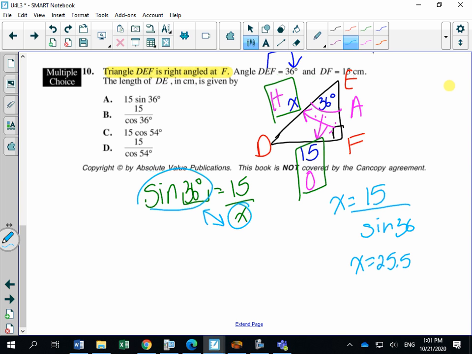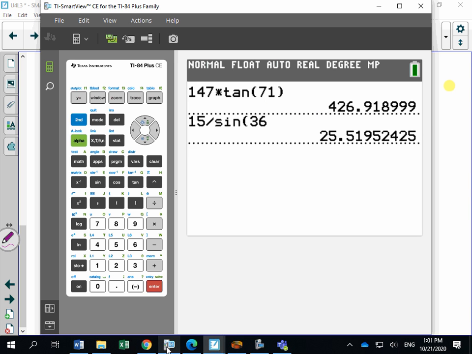So we know that using trig. You are then going to guess and check each one of these, and one of them is going to be the exact same answer. The answer, I'll show you, happens to be D, and I'm going to punch this in, 15 divided by the cos of 54, and I'll get that exact same answer. So 15 divided by the cos of 54, and that's the only one. If you check A, B, and C, they will give you totally different answers.